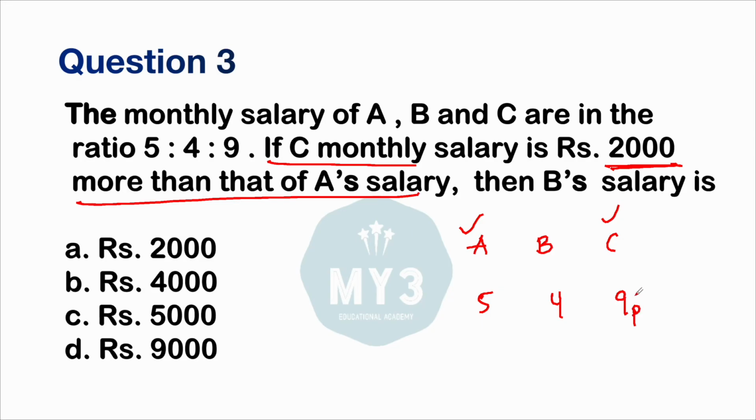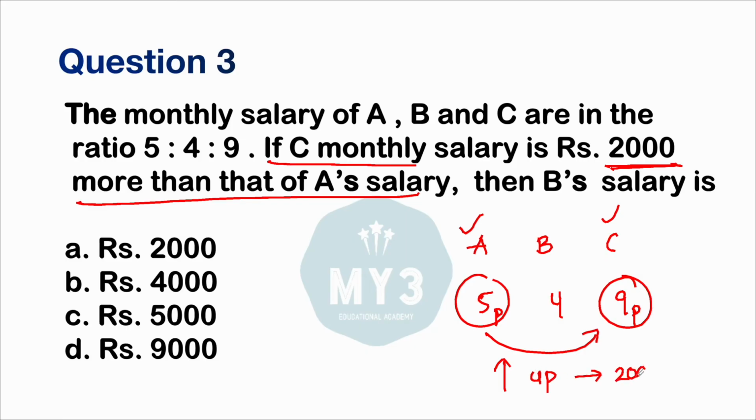C is getting 9 parts of the value. A is getting 5 parts of the value. How many parts extra is C getting here? C is getting 4 parts extra. That 4 parts value is 2,000. That means 1 part value is 500. But they are asking for B's salary. B is getting 4 parts. If 1 part is 500, 4 parts is 4 into 500, which is 2,000. Mark the answer choice as option A.